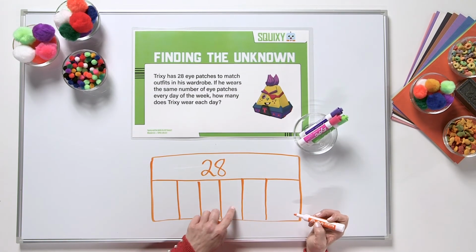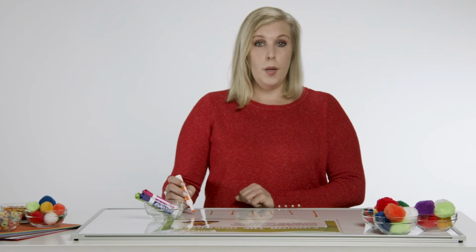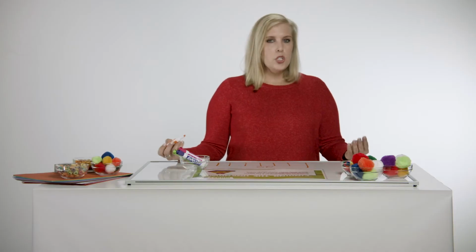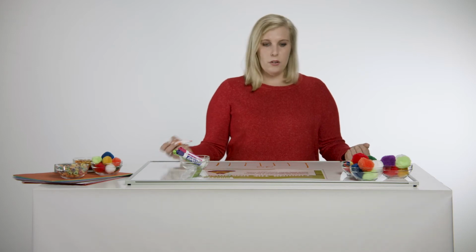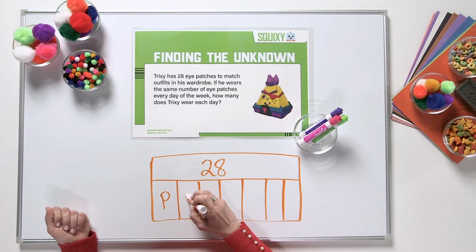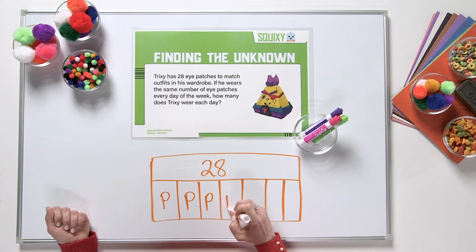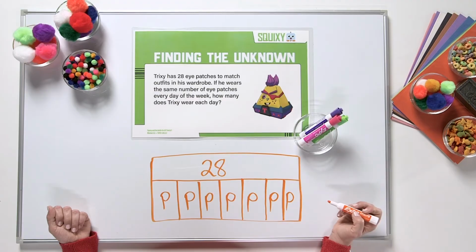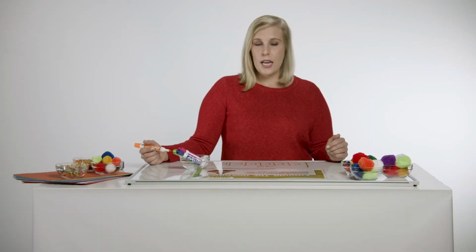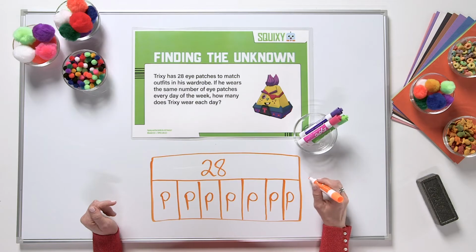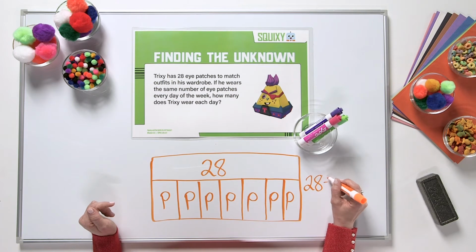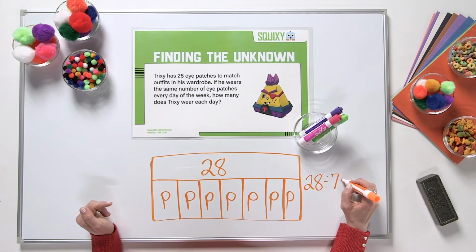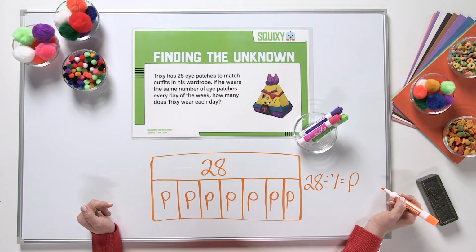1, 2, 3, 4, 5, 6, whoops, 7. Each day, we don't know how many eye patches he wears. So I'm going to put a P for patch. In this equation, I know that Trixy has 28 eye patches. I also know that there are 7 days in a week, so the equation is going to look like this. 28 divided by 7 equals P.